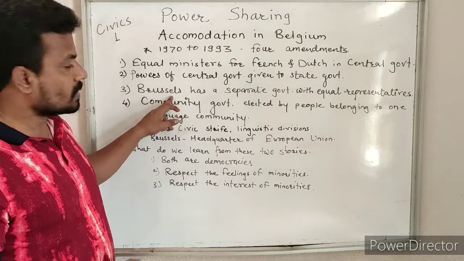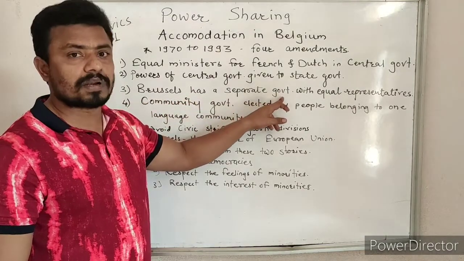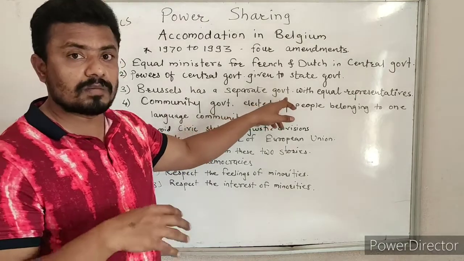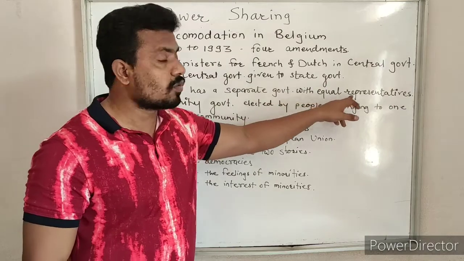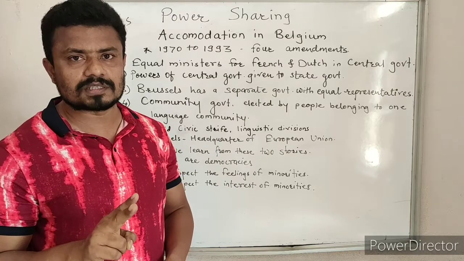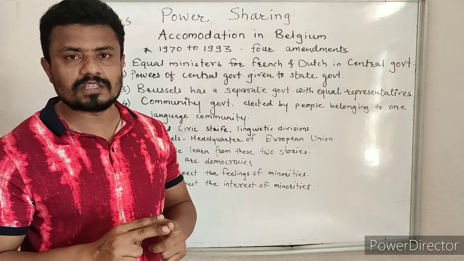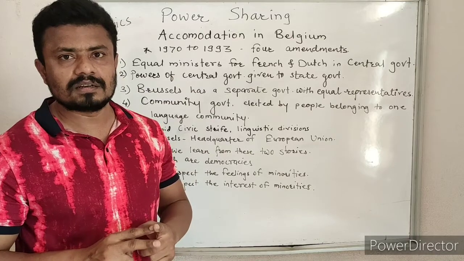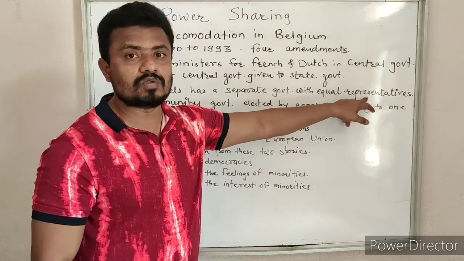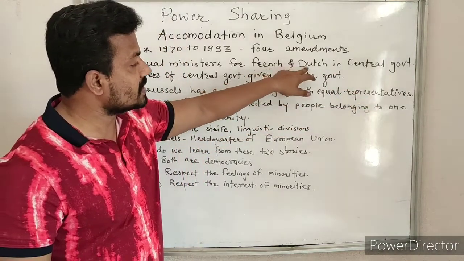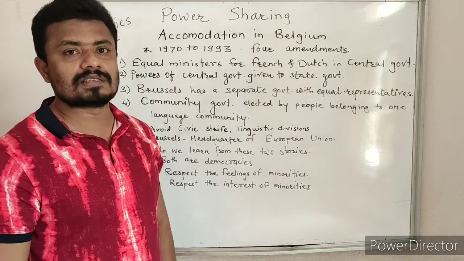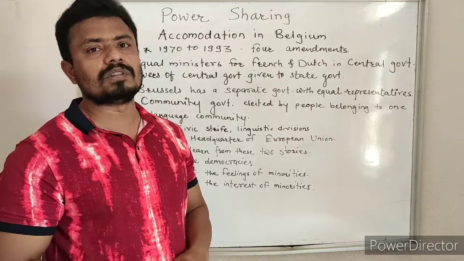Brussels, the capital city of Belgium, has a separate government. They have a unique system, and their capital city has a separate government. And what will be its main feature? There will be equal representatives for both the communities. Which are the 2 major communities of Brussels? Dutch and French. French are 80% and Dutch are 20%. We have already studied that. That's why they have given equal representatives here. In the first point, equal ministers in Belgium, and in the third point, equal representatives in Brussels. So it will create balance between both the communities.